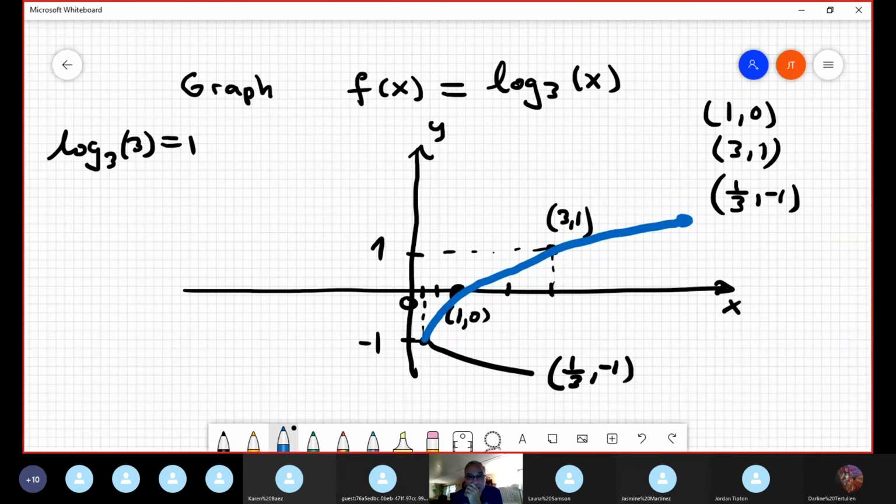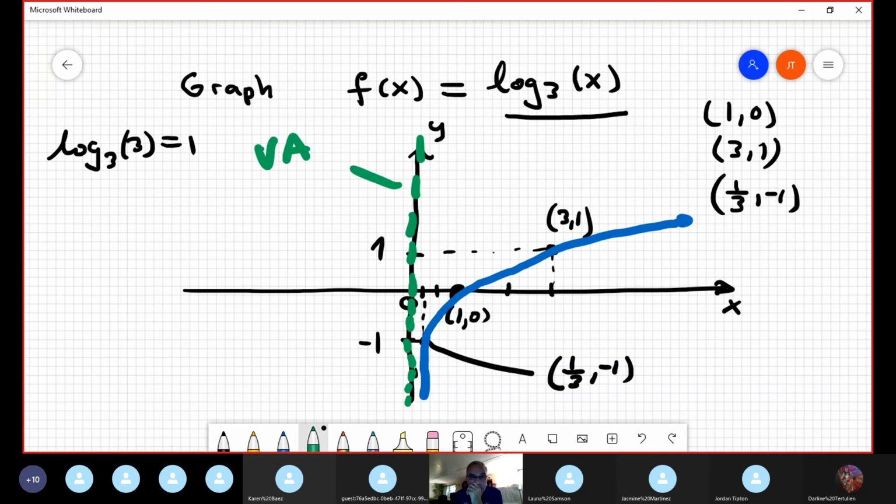I cannot forget the professor say that any logarithmic function contains one vertical asymptote at x equals 0, exactly on the y-axis. That's it. This is the graph I want by hand. Of course, the people who believe it's much better using the decimal, okay, you can use the decimal.